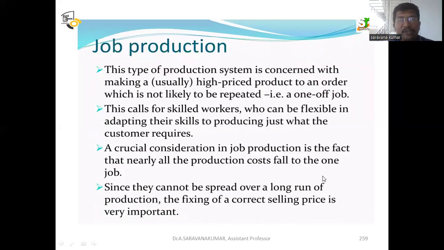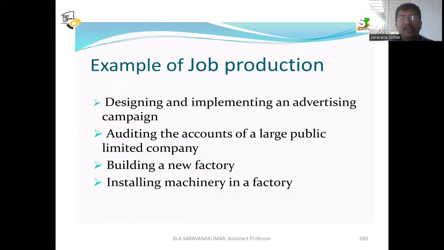So what do you mean by job production? This type of production system is concerned with making usually high priced products to an order which is not likely to be repeated. That is a one-off job. Once completed, that's it. So it's not a repetitive process. This calls for skilled workers who can be flexible in adapting their skills to producing just what the customer requires. A crucial consideration in job production is the fact that nearly all the production costs fall to the one job. Since they cannot be spread over a long run of production, the fixing of a correct selling price is very important.